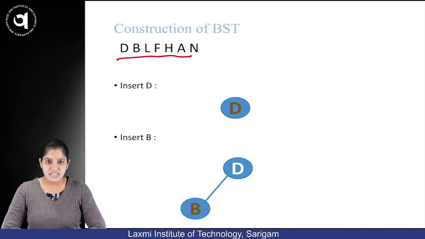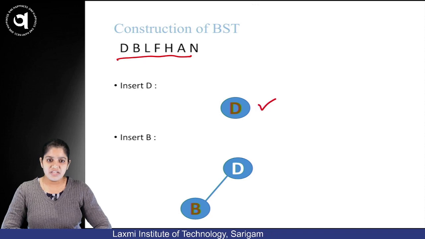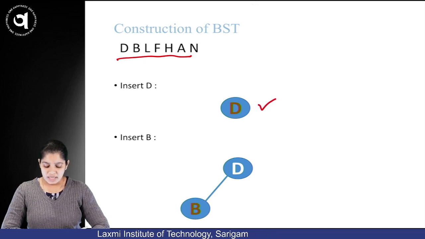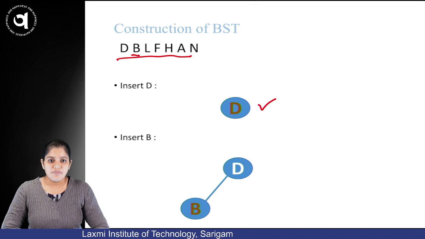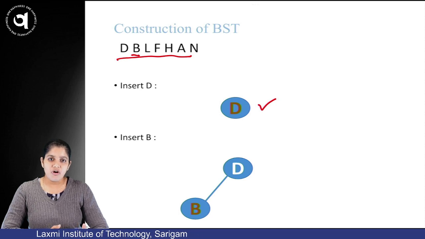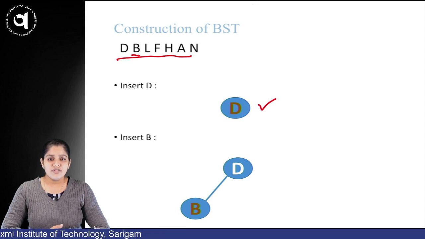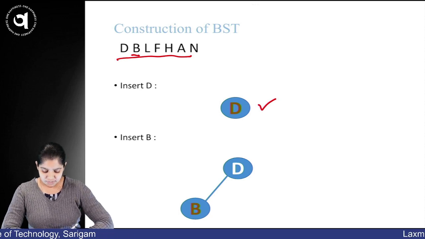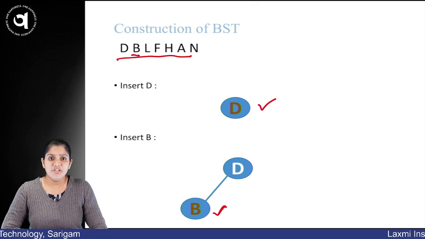So here we have D, so the first node I have created is D. Then the second one is B. When we insert B, we need to check whether B comes before D or after D. In alphabets, B comes before D. So we can say that the value of B is lesser than the value of D. That's why B will become the left child of D.